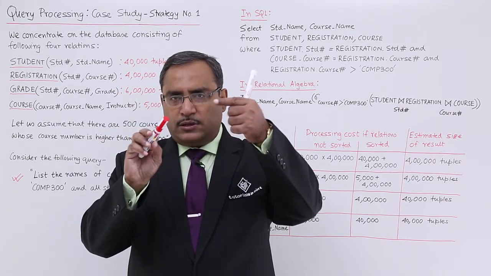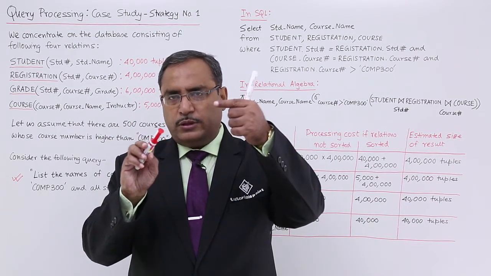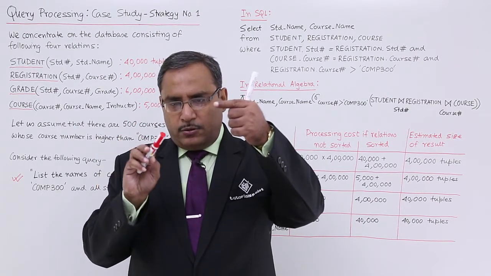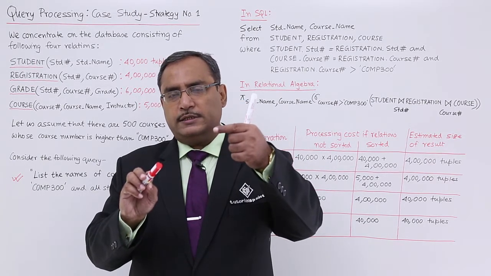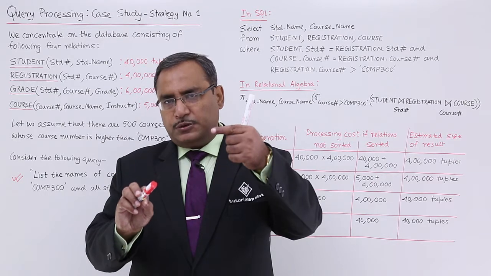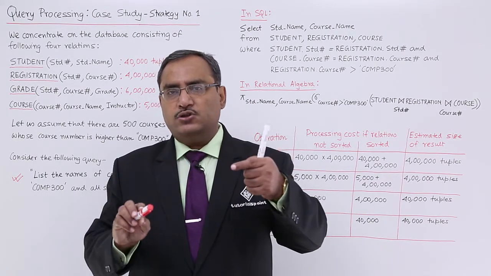Roll number 1 has got registered with course 10, say. Roll number 1 has got registered with course 15, say. Roll number 2, so I will be coming to the next tuple in the student table, that is the roll number 2. So now again I shall have to search how many times this 2 has occurred, so that you can do the natural join accordingly.